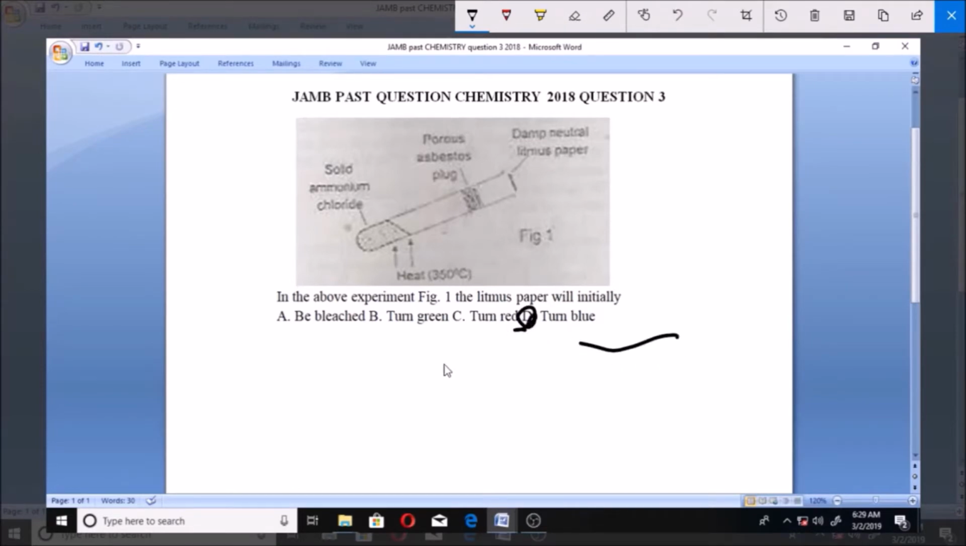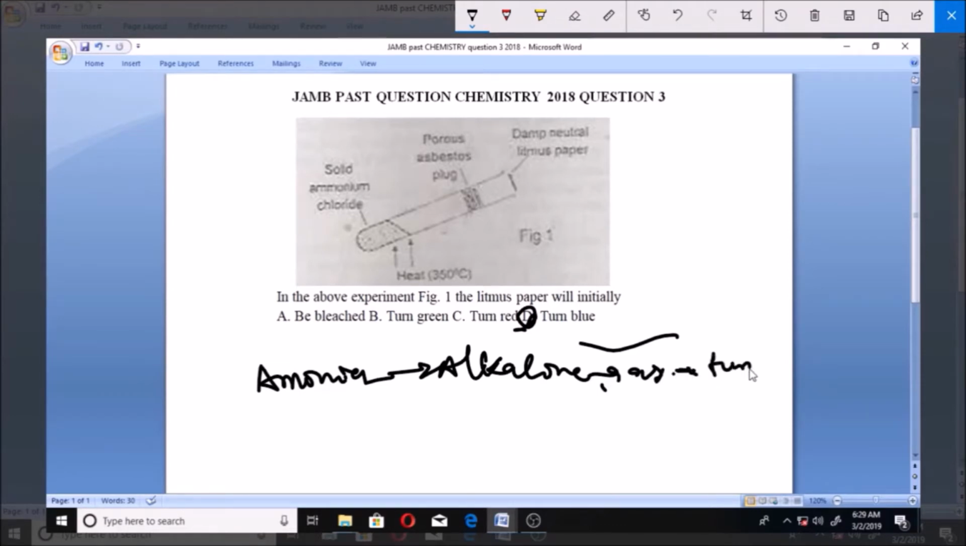D is the answer. Because why? With the experiment that we are looking at, ammonia gas is going to be formed, and we all know that ammonia gas is an alkaline gas. And what does alkaline do to a litmus paper? It turns litmus blue. So that's what will happen. So that is why D is the answer to this.